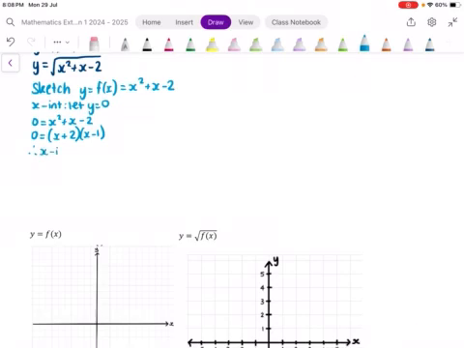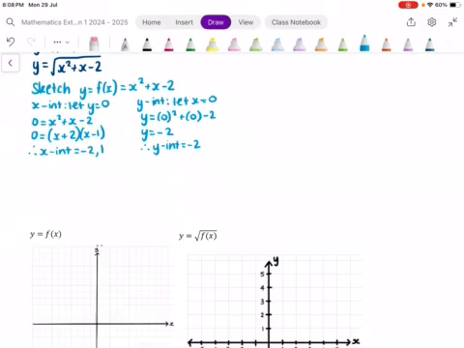And so therefore our x-intercepts are -2 and 1. For our y-intercept, what we have to do is let x equal 0. So we get y equals 0 squared plus 0 minus 2, y equals negative 2. So therefore our y-intercept is at negative 2.